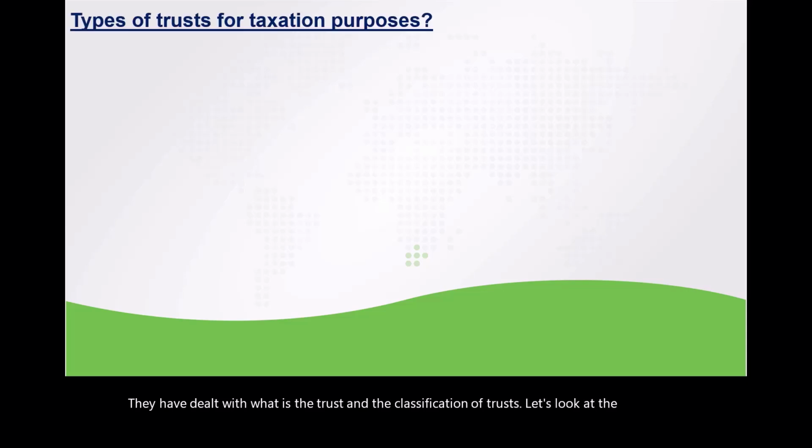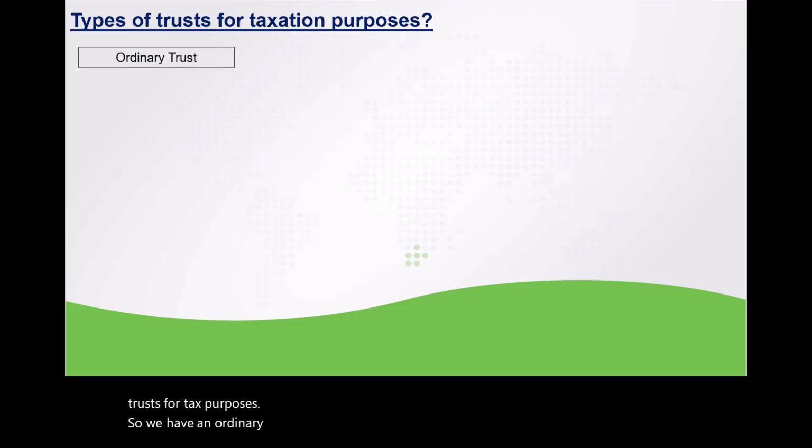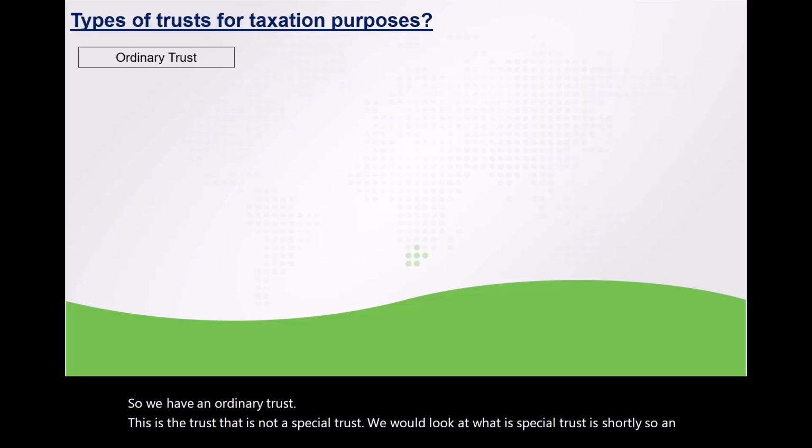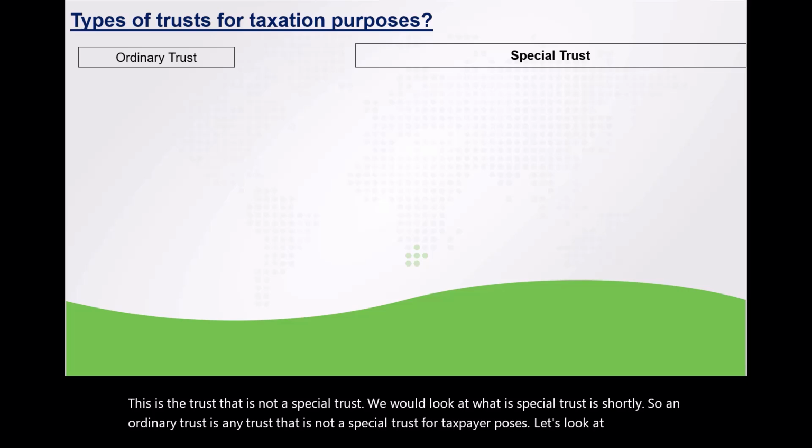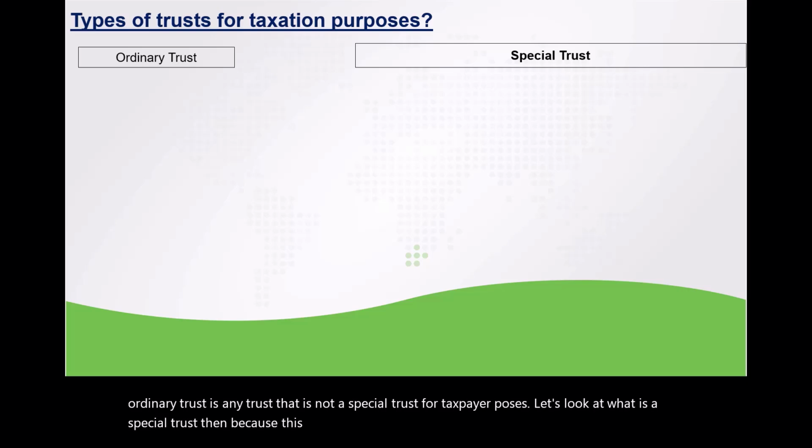Now that we have dealt with what a trust is and the classification of trusts, let's look at the types of trusts for tax purposes. So we have an ordinary trust. This is a trust that is not a special trust. We will look at what a special trust is shortly. So an ordinary trust is any trust that is not a special trust for tax purposes. Let's look at what a special trust is then, because this is the second type of trust for tax purposes.